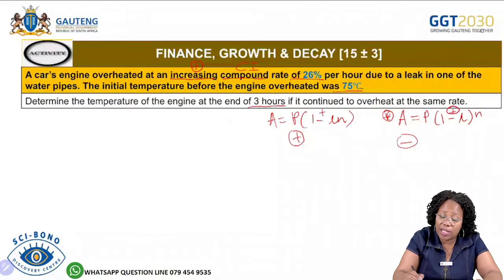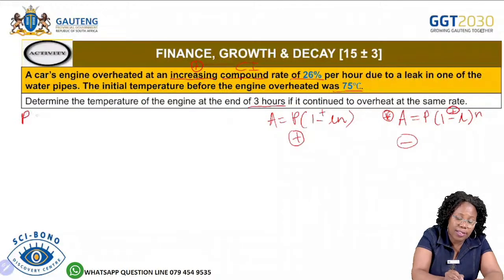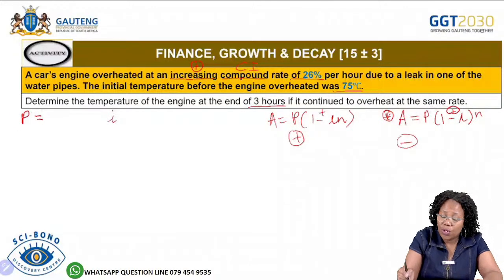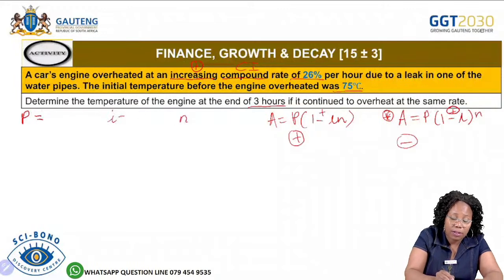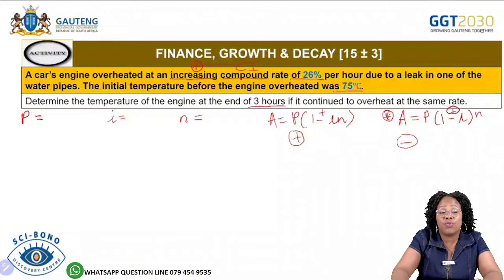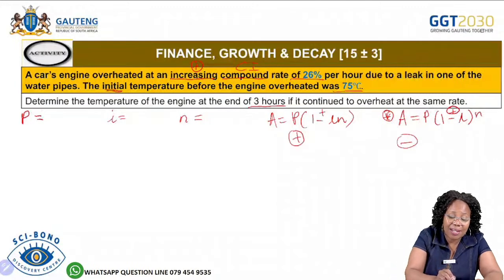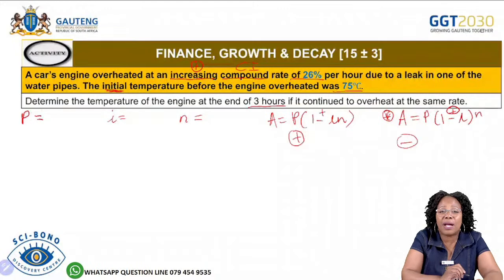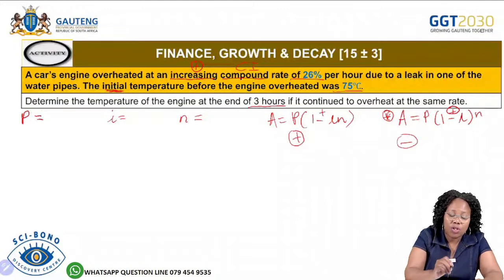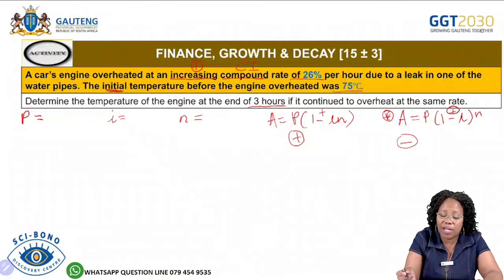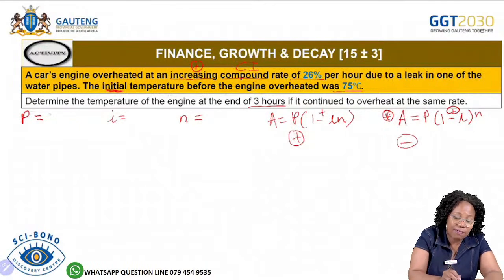And then to calculate A, as you look into the formula, you can see that you need the value of P. Let's collect the data now. You also need the value of I. We need the value of N. So if we can have those three, then we can be able to find the value of A. And then what is our initial P value here? They say the initial temperature. Remember, P is the principal value, the initial value. So they say the initial temperature before the engine overheated, it was at 75 degrees Celsius.